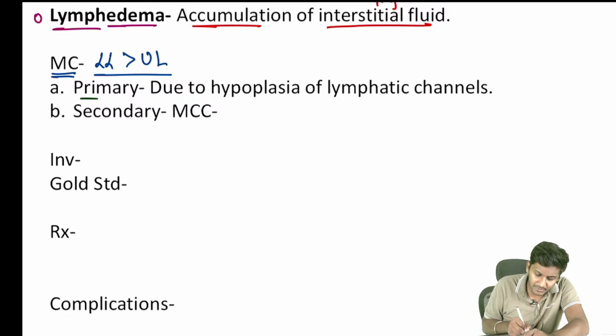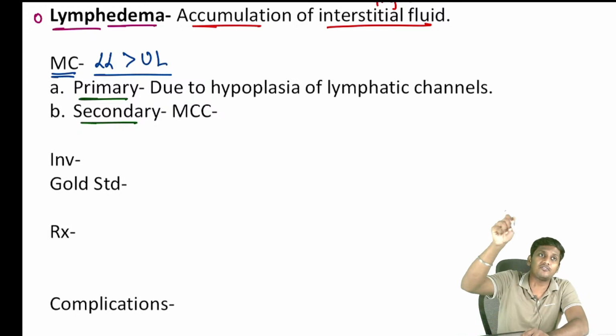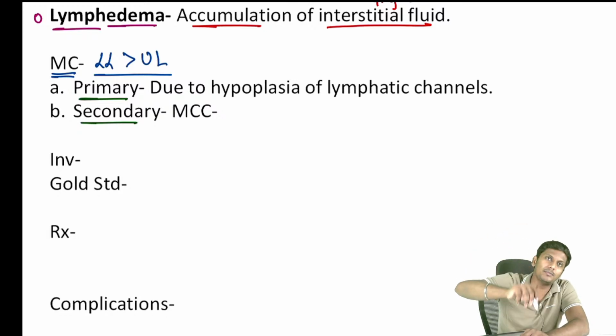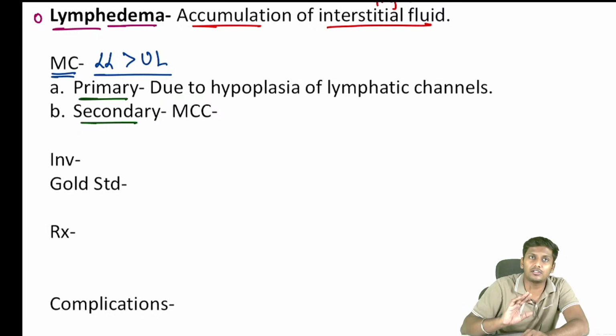Either it can be a primary lymphedema or a secondary lymphedema. Primary lymphedema means there is some problem in the lymphatic channels itself. Due to some defect in the lymphatic channel, there is collection of lymph. Therefore, this is called primary. No other condition is responsible for it.